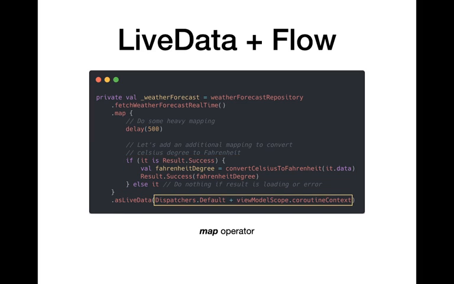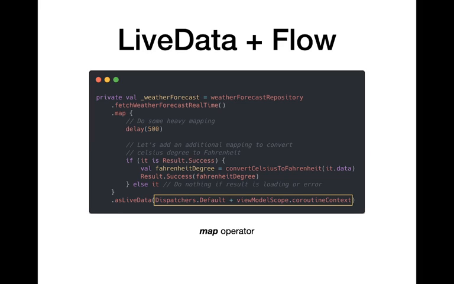So we have this asLiveData extension here. The thing is, whatever context you give here or on the collector side, the operators are going to use that context, and the operations inside those operators are going to be executed with this context. So in here, it's going to be executed with Dispatchers.Default and the ViewModel. So I added viewModelScope in order to auto cancel all the operators whenever the ViewModel is destroyed.